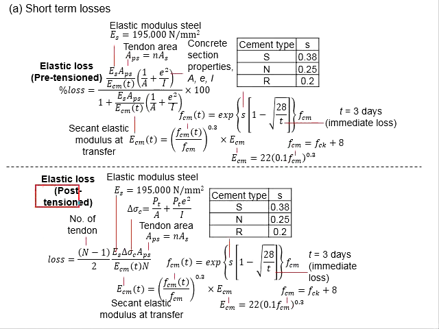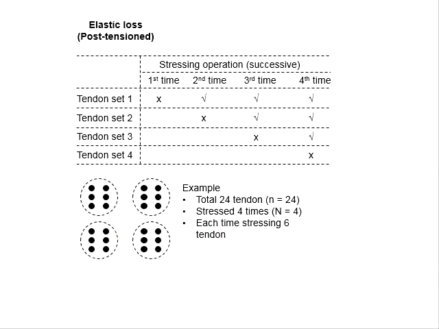Before we discuss the equations for the elastic losses, we need to first understand the concept of the elastic losses for successive stressing of the steel tendon in a post-tension member. Let's say now you have a total of 24 tendons being stressed in the member. These tendons are being stressed in groups of 6. That means in order to fully stress the 24 tendons, it will involve 4 times of stressing.